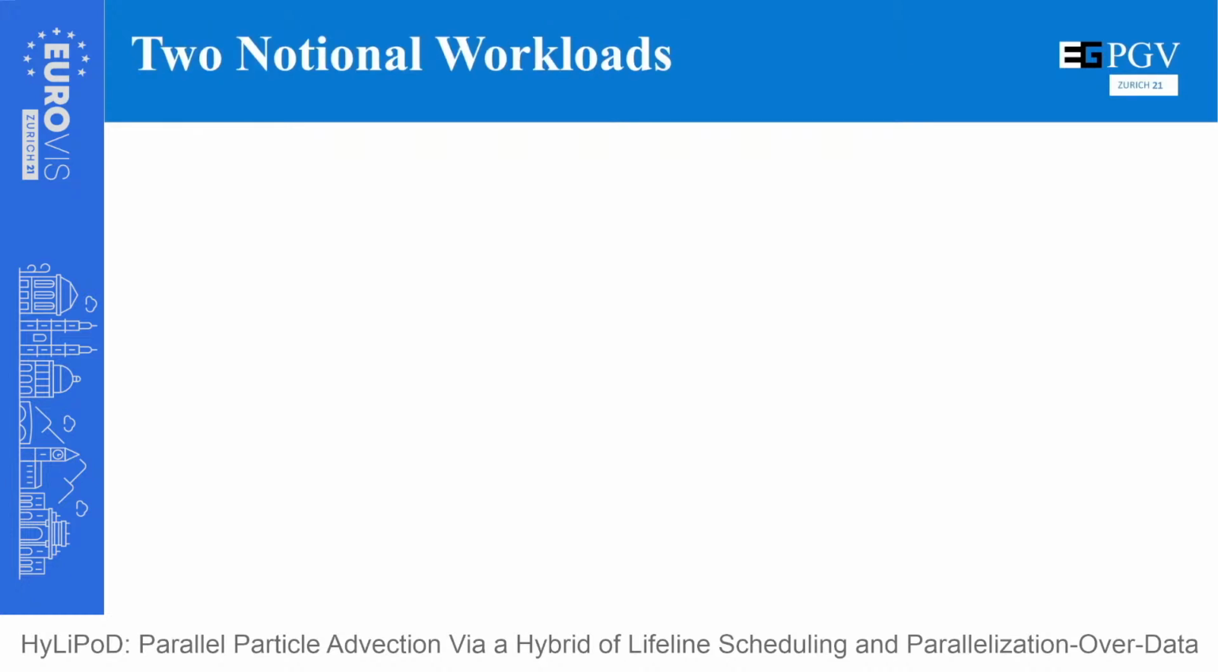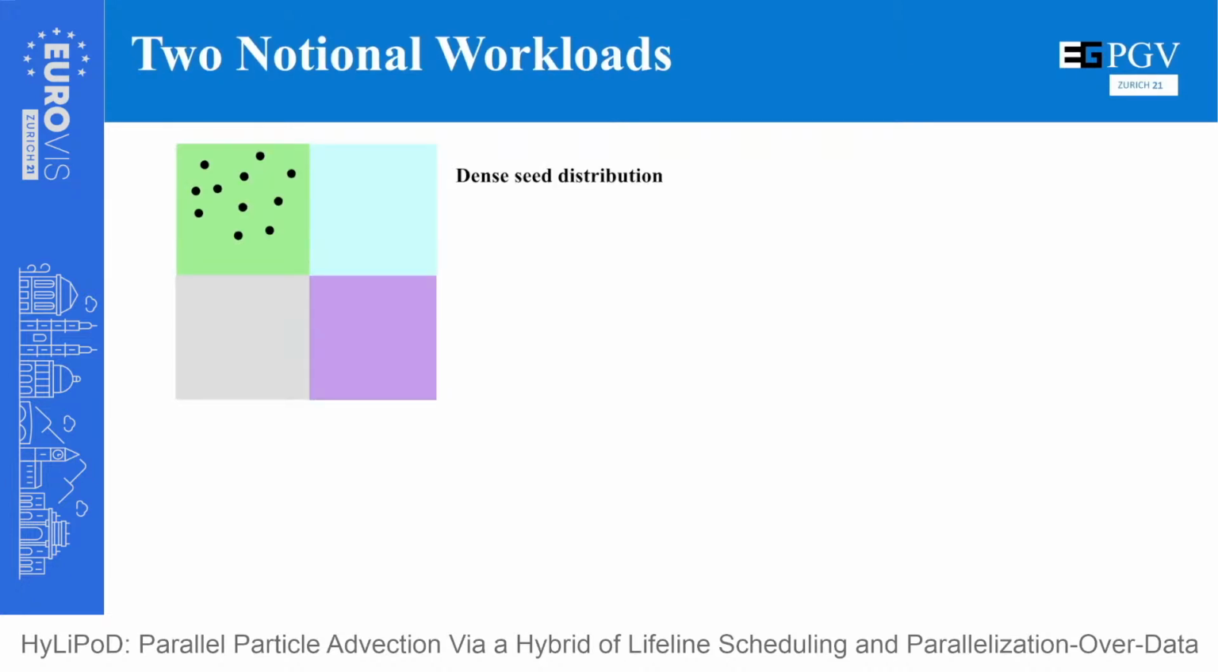For example, this workload has a density distribution, where all particles are located in one data block. If the parallelize over data algorithm is used here, the algorithm will suffer from load imbalance, since there is one node doing all the work while others are idle.